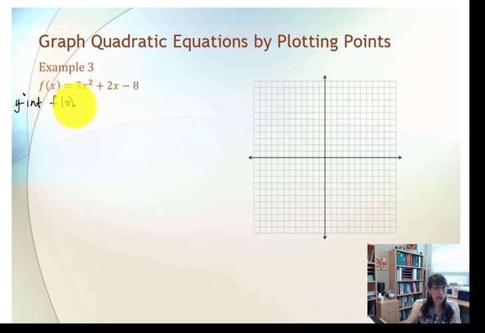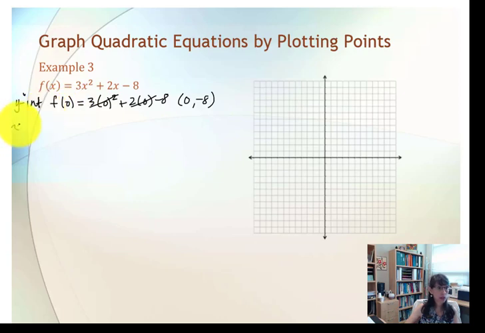So we're looking for f of 0. Any x in this function is substituted with 0. So you can see the first and the second terms will be eliminated, leaving us negative 8. So we just generated the ordered pair 0, negative 8.